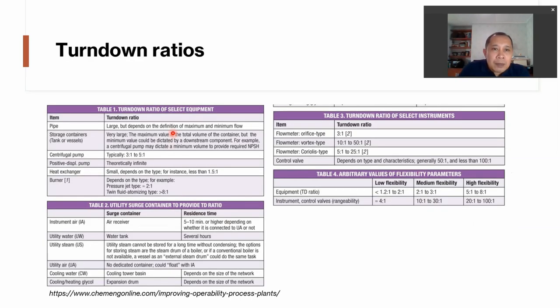These are some examples of turn-down ratio of different groups of equipment and instrumentation. Now, for example, here, this is sort of like a recap of all of these equipment categories. So the turn-down ratio of different process equipment can roughly be categorized into these three groups: low flexibility, medium flexibility, and high flexibility. So you have to identify which category your plant belongs to.